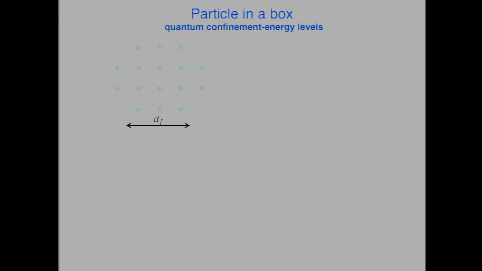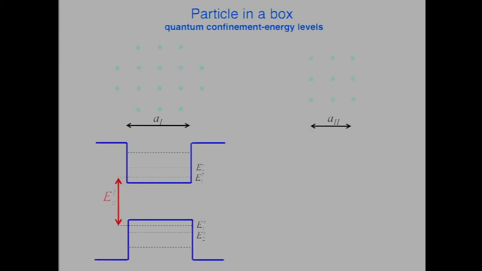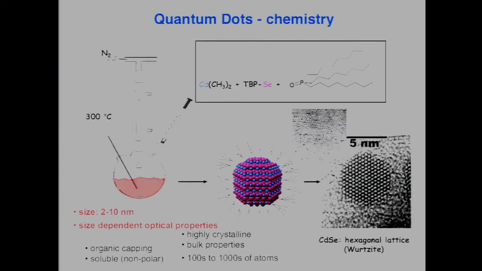If you have the exciton in a large quantum dot versus the exciton in a small quantum dot, the particle in the box picture is going to look like this. For the smaller particle, the energy spacing is larger and the band gap gets larger. Basically, we have a larger band gap for a small quantum dot versus a large quantum dot. This can very easily be implemented by chemistry.